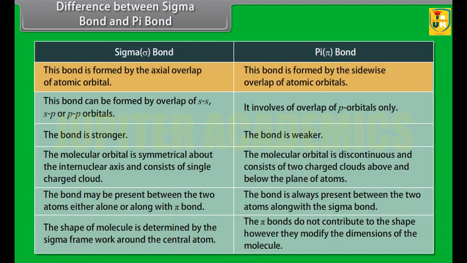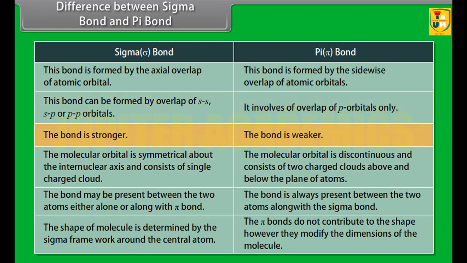Sigma bond is formed by the axial overlap of atomic orbitals, whereas pi bond is formed by the sidewise overlap of atomic orbitals. Sigma bond can be formed by overlap of s-s, s-p or p-p orbitals, whereas pi bond involves the overlap of p orbitals only.